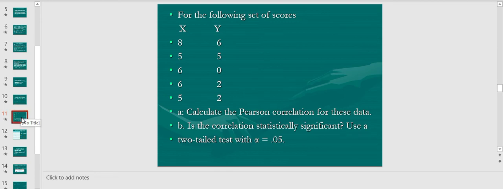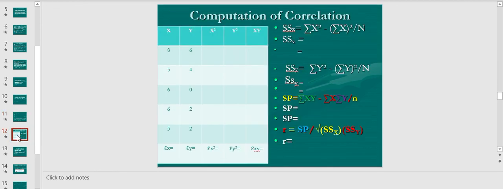This is the data from two variables, variable x and variable y. From this data, we will compute the Pearson correlation, and determine whether the correlation is statistically significant or not. Okay, using a two-tailed test with alpha 0.05. So to compute the correlation, these steps are to be followed.